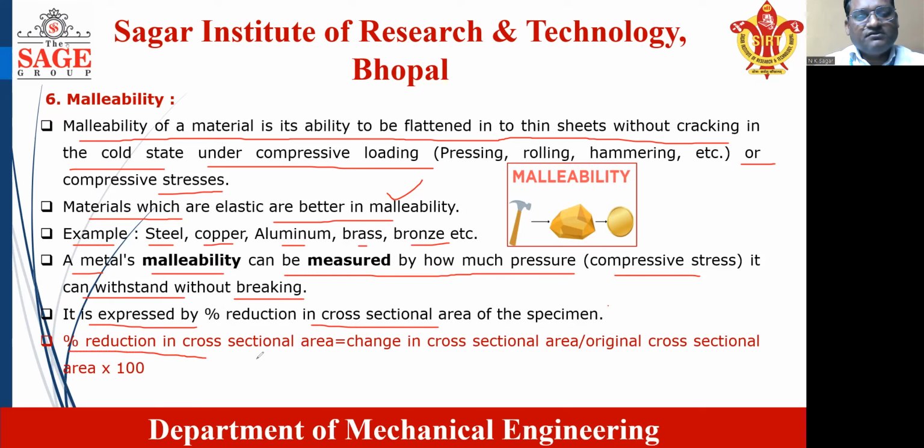The percentage reduction in cross-sectional area is equal to the change in cross-sectional area upon the original cross-sectional area, multiplied by 100. From the diagram, you can also understand what malleability is. If force is applied on the material with the help of a hammer, and the material can be converted into thin sheets without failure, that is known as malleability.